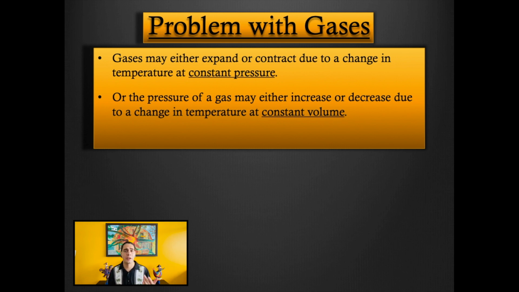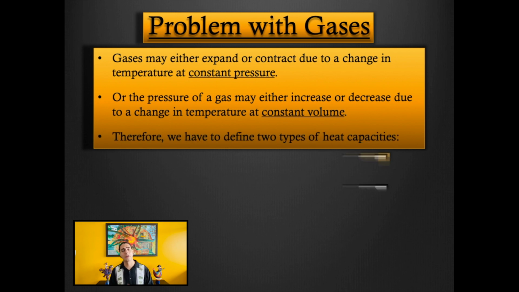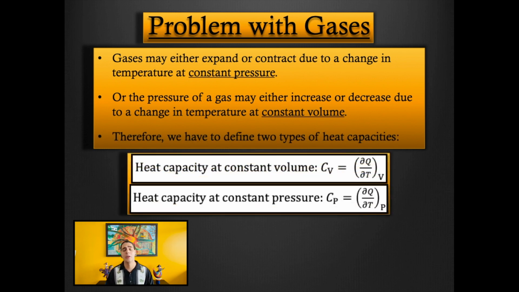So we decided to create two heat capacities for gases. There's heat capacity at constant volume and heat capacity at constant pressure. The heat capacity at constant volume is equal to the partial derivative of the thermal energy with respect to temperature, held at constant volume. The heat capacity at constant pressure is equal to the partial derivative of the thermal energy with respect to temperature, held at constant pressure.